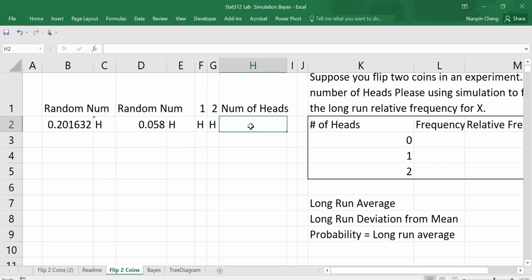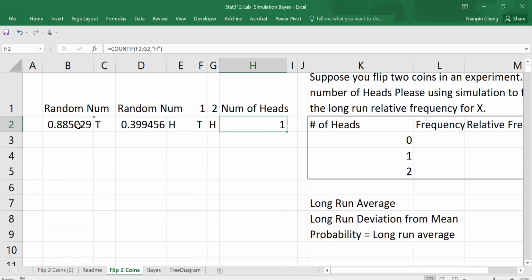So for the number of heads, we use a count if, and this is the range, okay? We just count these 2 and how many are head. So tail, head, so there is only 1 head. So this is what we need to record, the number of heads of each trial or each experiment.